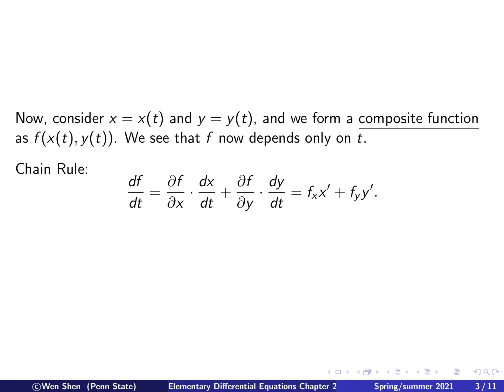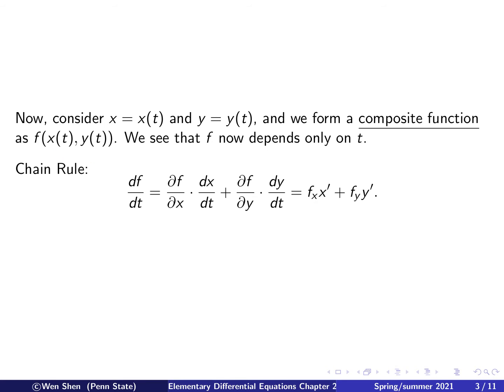Now let's look at the chain rule. We now consider x a function of t and y a function of t. Then we form a composite function: f originally is a function of x and y, and now x depends on t and y depends on t. Then we can write it like this, and we see that f actually depends only on t.